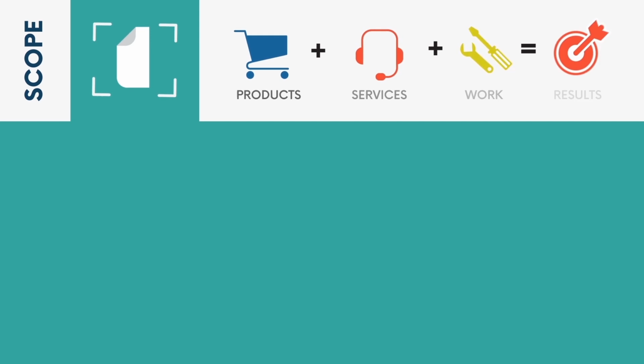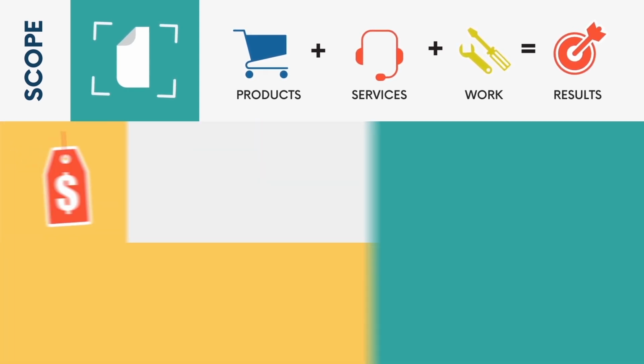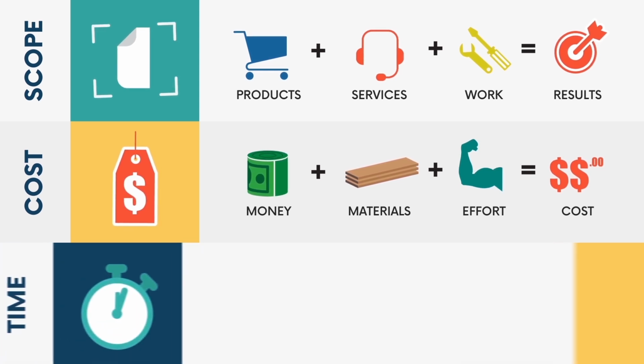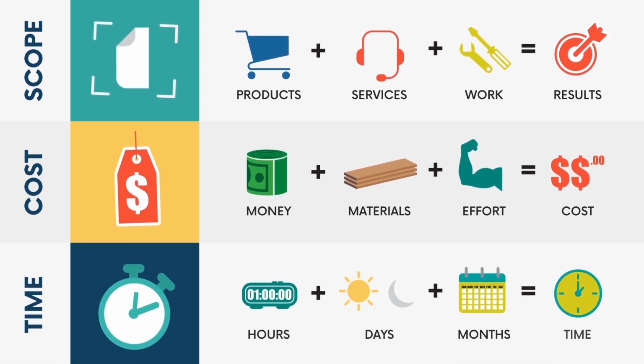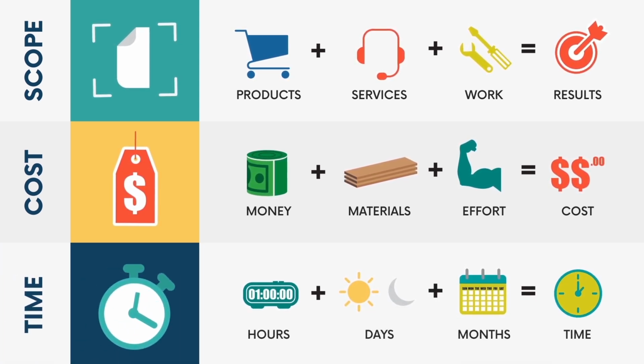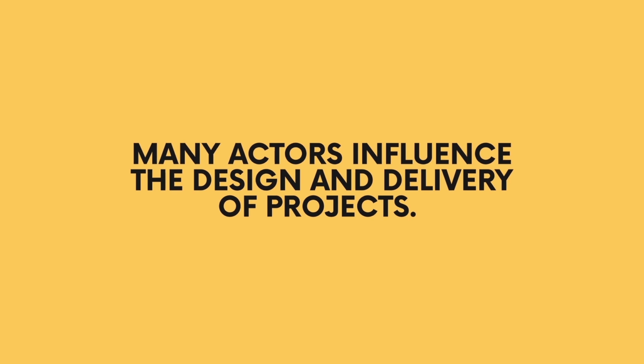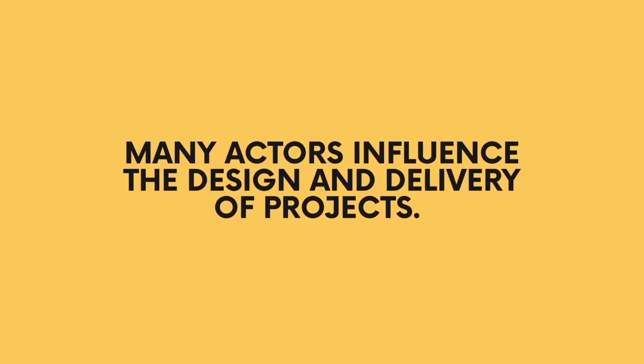Scope or quality refers to the total sum of the products, services, and results to be produced by a project and the work required to produce them. Cost or resources include money, materials, and effort needed to deliver the project's products and services. Time refers to how long it will take to complete the various components of the project, often measured in days, weeks, or months.